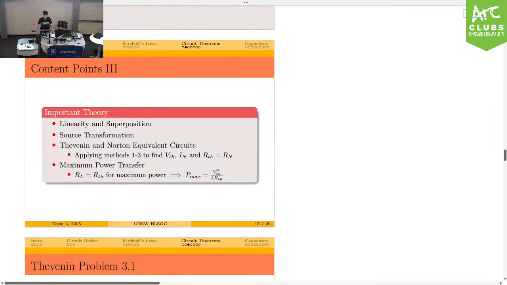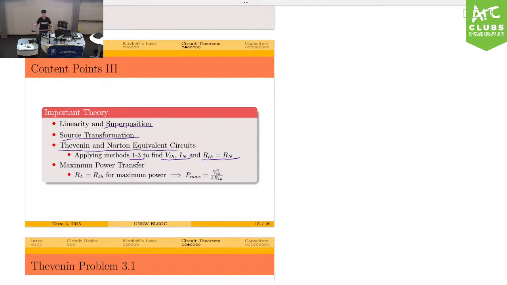In circuit theorems, we really only have 4 topics. The first being superposition, second being source transformation, and then third being Thevenin/Norton. But this is actually the larger topic, which can be split into 2 subtopics: first finding VTH and IN, and second finding Thevenin resistance. And to find Thevenin resistance, there are actually 3 methods. I'll get to it later. And for maximum power transfer, it always accompanies Thevenin circuits, I think.